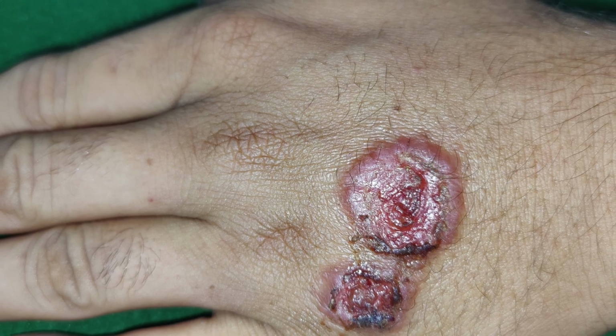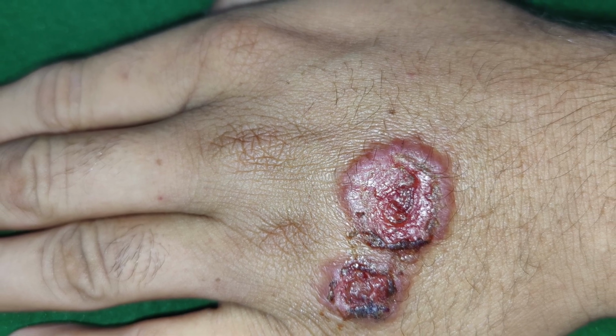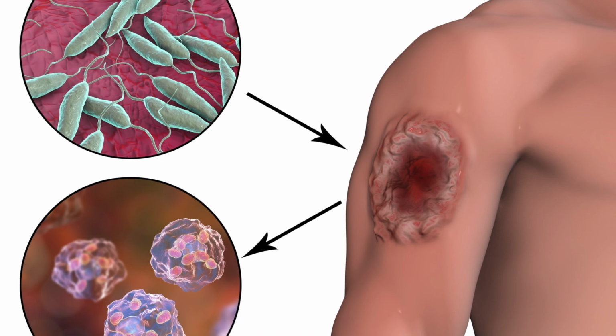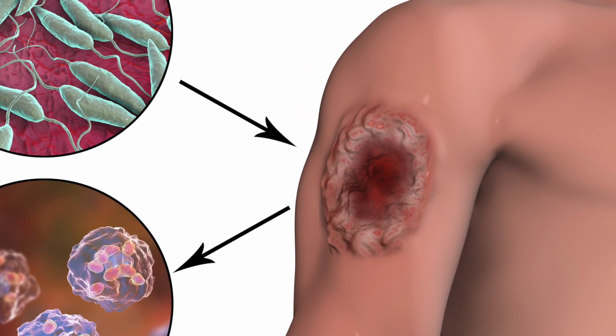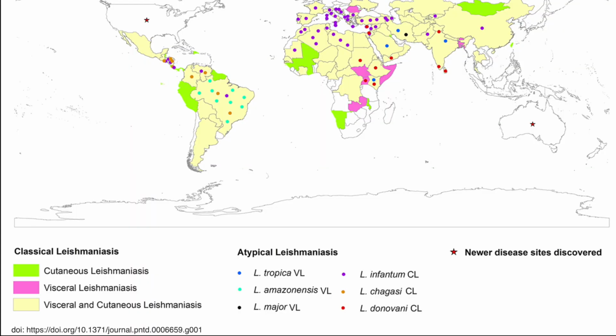And about 95% of the cutaneous leishmaniasis cases occur in the Americas, and the Mediterranean, and in the Middle East, and in Central Asia. It's thought that there's around 600,000 to 1 million new cases that occur of the cutaneous type worldwide.